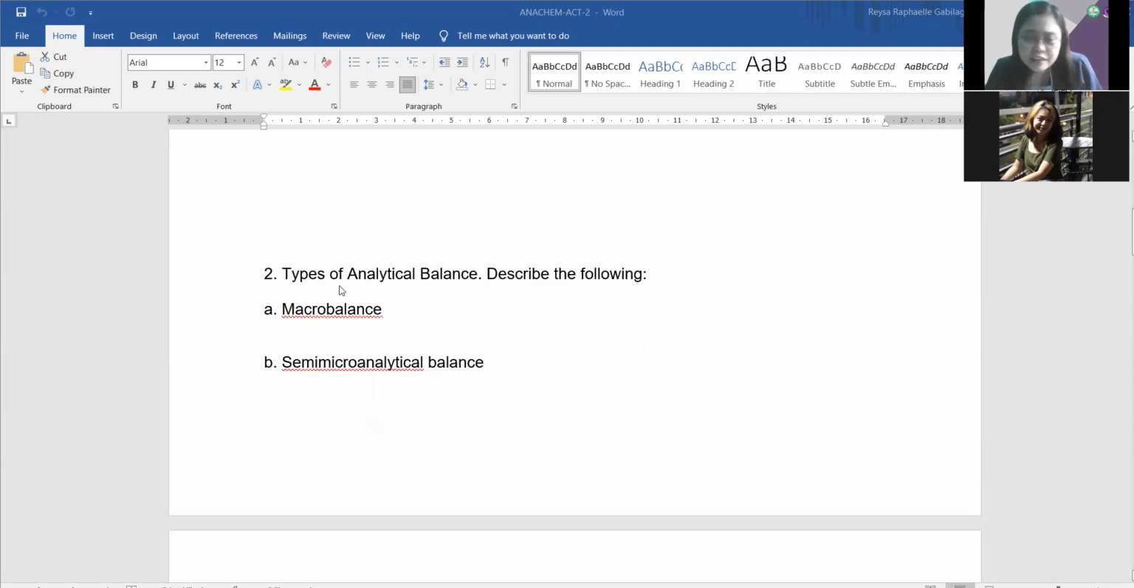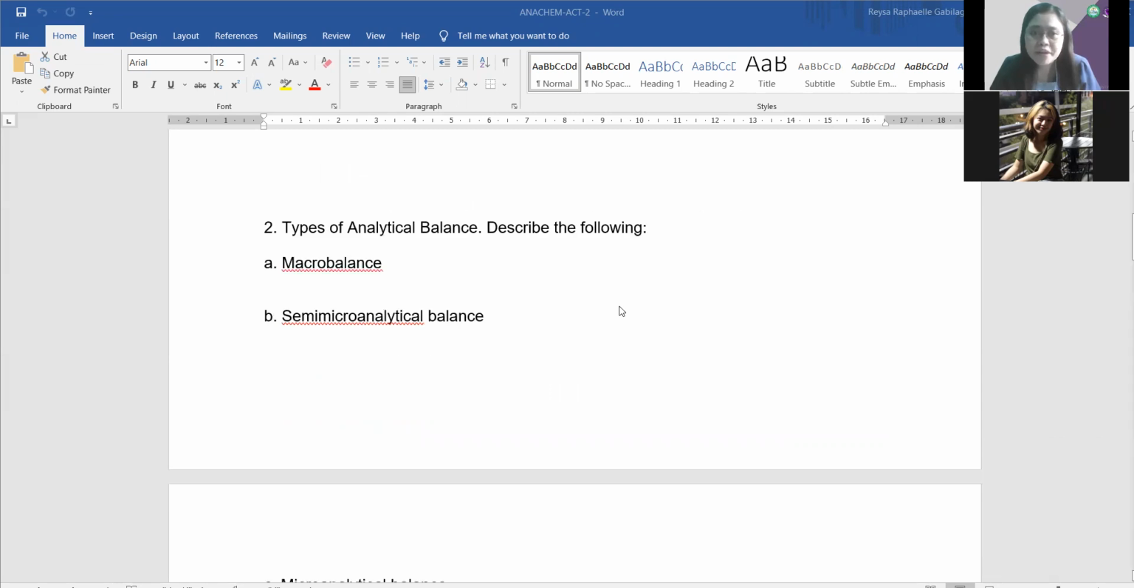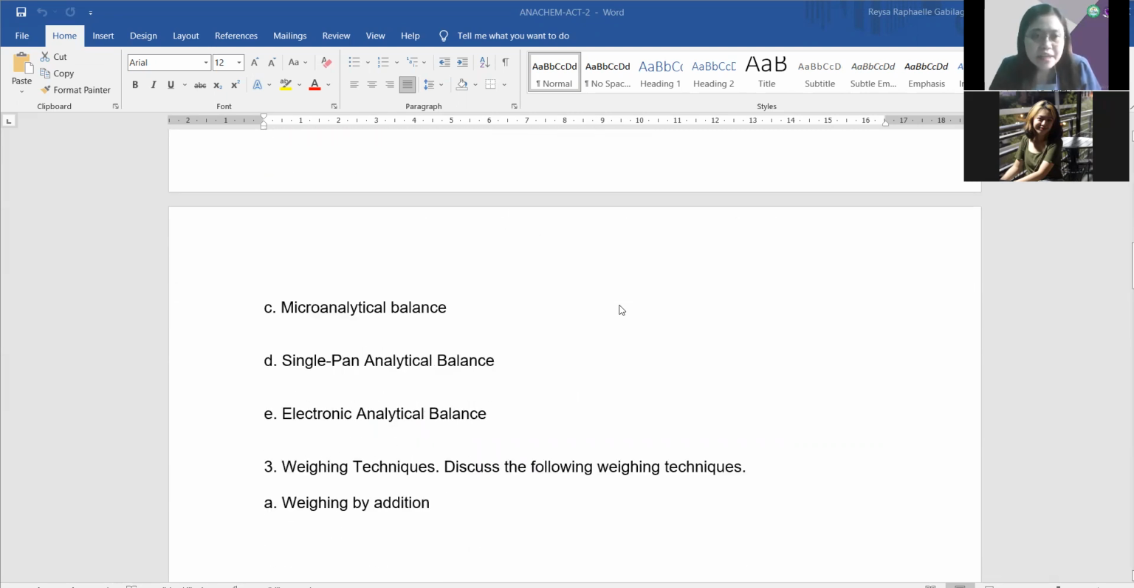Now, for number 2, this is a research work. So you have to research for the description of the following. We have types of analytical balance. We have macro balance, semi-micro analytical balance, micro analytical balance, single pan, and the electronic analytical balance. So as you research, you can also research for the photos of these types of analytical balance so that you will be acquainted with these things.